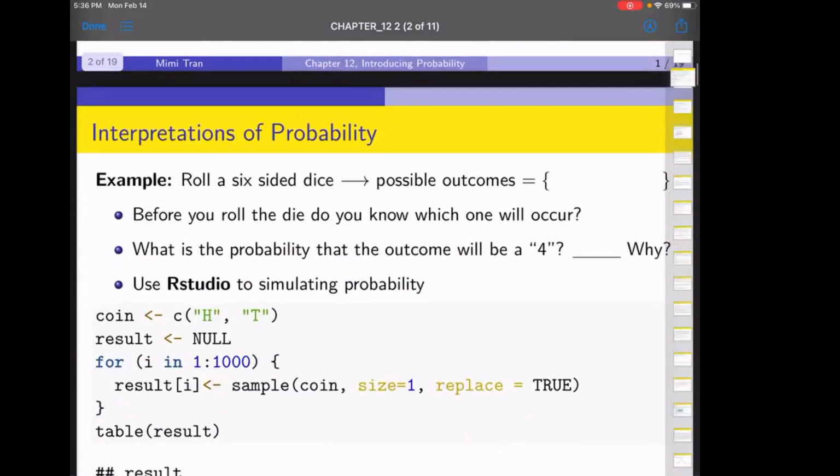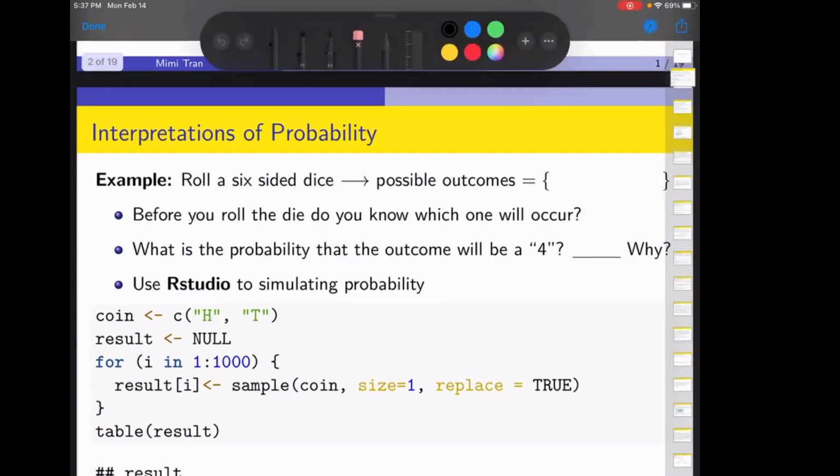For example, if I wanna roll a six-sided dice, so the dice has six sides, what are the possible outcomes? What are the possible outcomes that I can have? Yeah, 1 through 6. So there's 6: you can have a 1, a 2, a 3, or 4, or 5, or 6.